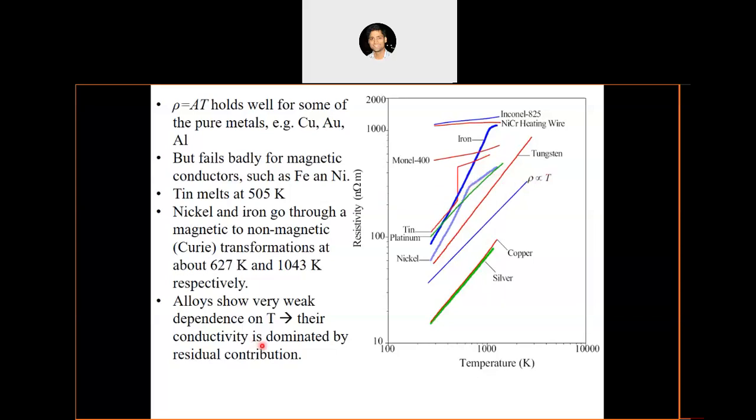Third, for alloys, temperature dependence is very weak. We can see that in these two alloys, and actually monel also is an alloy, right? So for these alloys, the temperature dependence is very weak because their resistivity is dominated by impurity scattering and not by the lattice scattering. Again, one more point which I left out: tin melts at 500 kelvin. So you can see there is a discontinuity in the curve at around 505 kelvin. That is because that is the melting temperature of tin. It goes from solid to liquid state, and that is why the resistivity of tin increases once that phase transition has taken place.